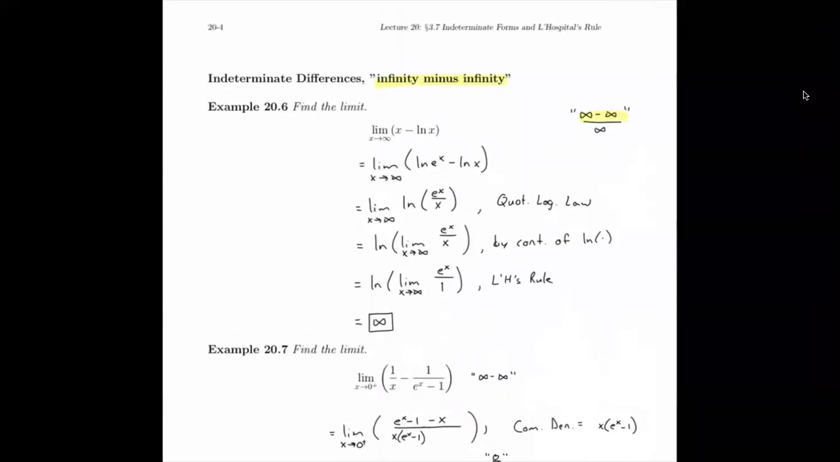It gets worse. Indeterminate differences. This is an infinity minus infinity. Now, this won't be the case with 0 minus 0. 0 minus 0 is simply 0. So that's fine. But we cannot do algebra with infinity, right? So if we come out to intuition that looks like this, we got to be careful, right?